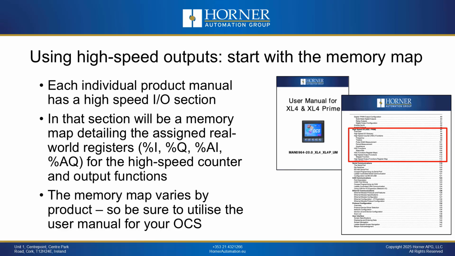So that is what we are looking at. The user's manual is the key because the memory map does vary somewhat by the product. Some products like the Prime and Canvas have a very similar memory map. Some products like the Micro OCS have a different memory map. So again, the individual memory map is the key.